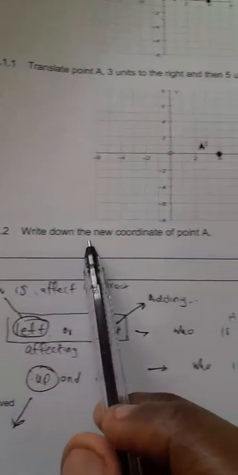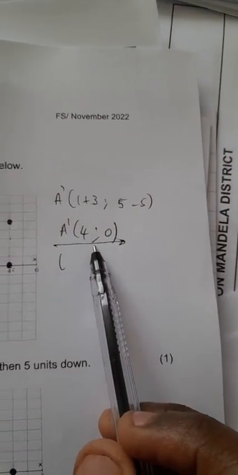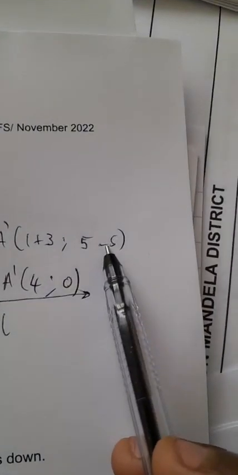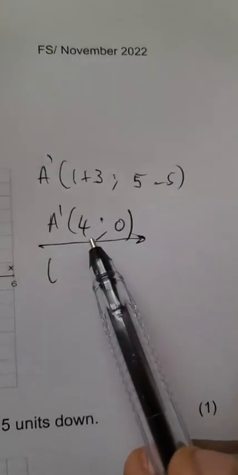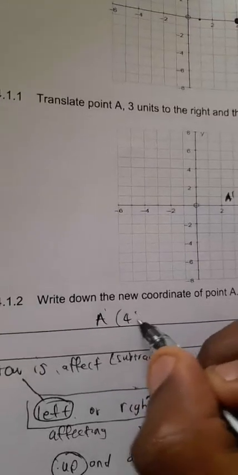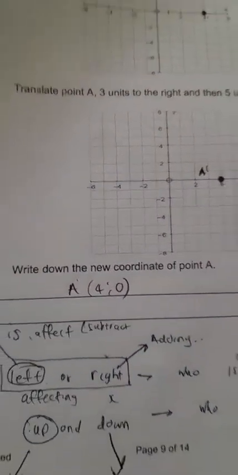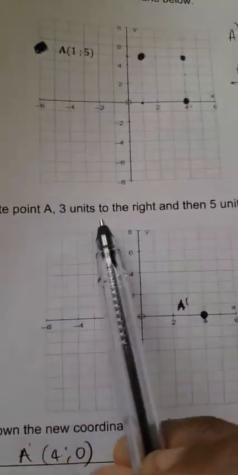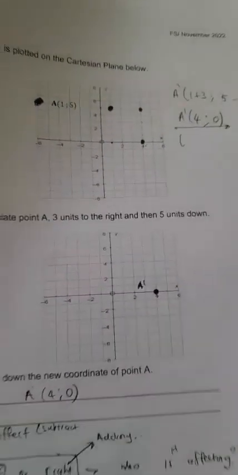Then they say now write down the new coordinates of point A. There we have them. Remember what I did? What does 3 units to the right mean? It means we add 3 to the existing x value, which was 1. Then 5 units down means we subtract 5 from the existing y value. So what did I get as my new coordinates? 4 and 0, the image. So it's A, 4 and 0. No problems, because we understood exactly what this meant, because we have an understanding already. Okay, let's move. Next.